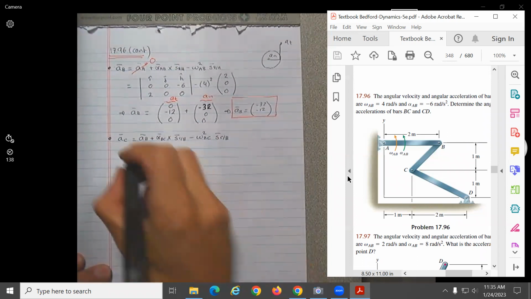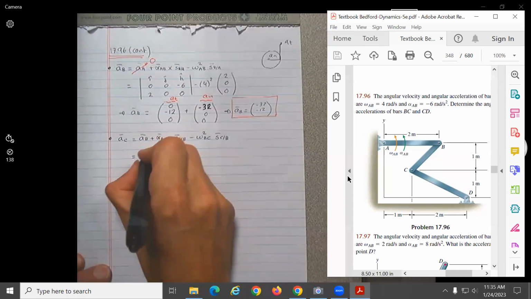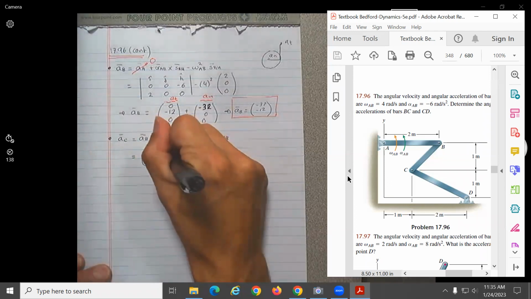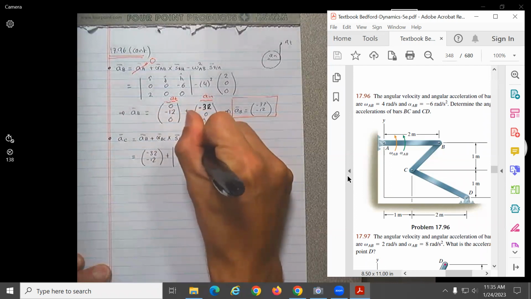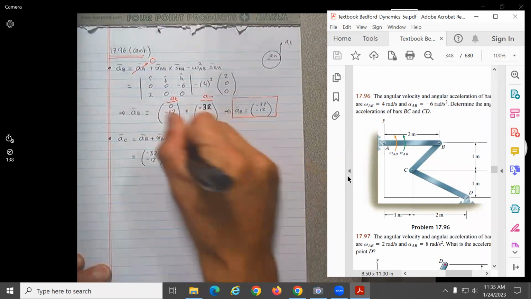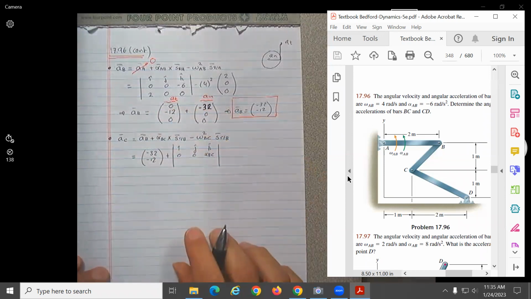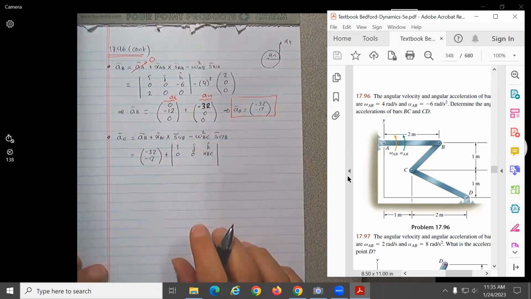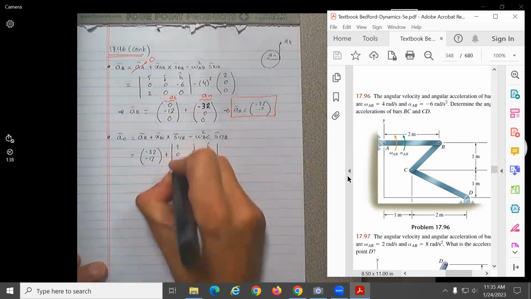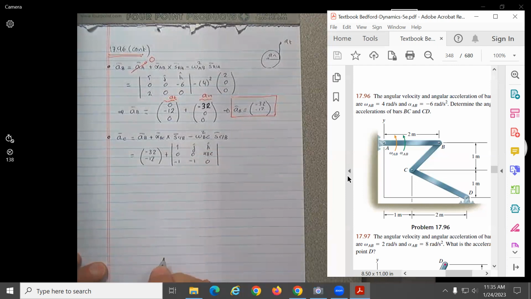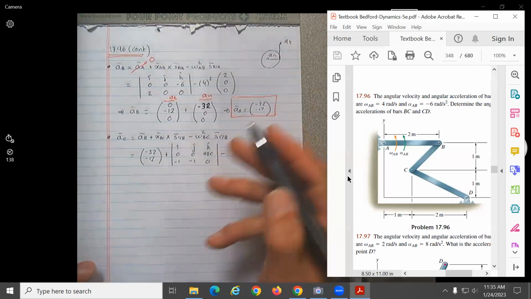Okay, so now, do we know AB? We just calculated, no? Okay, what would be alpha BC? So we don't know alpha BC, that's one of the unknowns. What is the position of C with respect to B? Negative 1, negative 1, and 0. Minus, now you're going to have to give me this stuff because I don't have the notes from the other day.